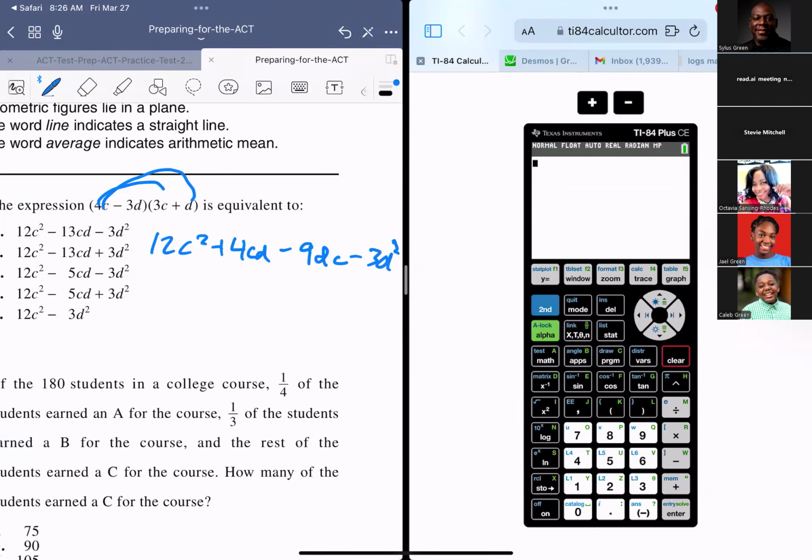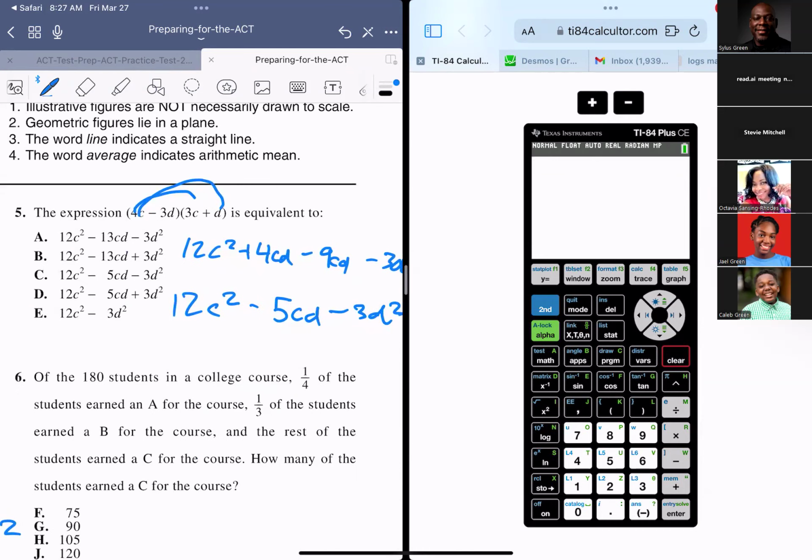And if we combine the like terms, you see cd and dc. You can also write dc as cd. So those are like terms. So now you have 12c squared. 4 minus 9 is negative 5. Negative 5cd. And then negative 3d squared. And the correct answer that matches with that is C.